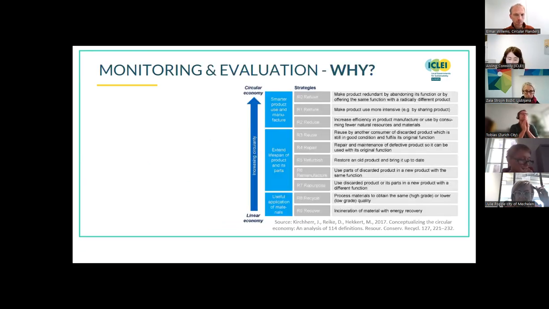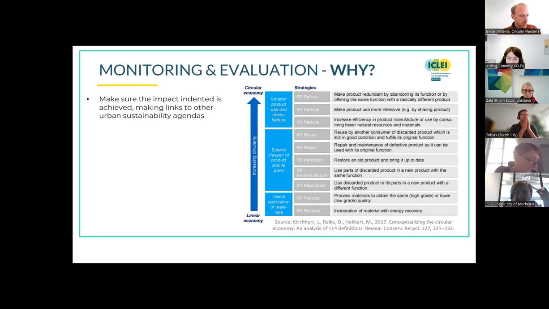Having said that, just jumping a little further down, it is also important to look at some of the other whys in terms of monitoring. You see here a well-known strategy matrix around 9 strategies for the circular economy, with some being those that would lead to a full circular economy, and some being pertinent to a linear economy. Having said that, I think it is important to make sure that the impact intended with a circular economy plan or objective is actually being realized, and that the right strategies are being chosen for that.